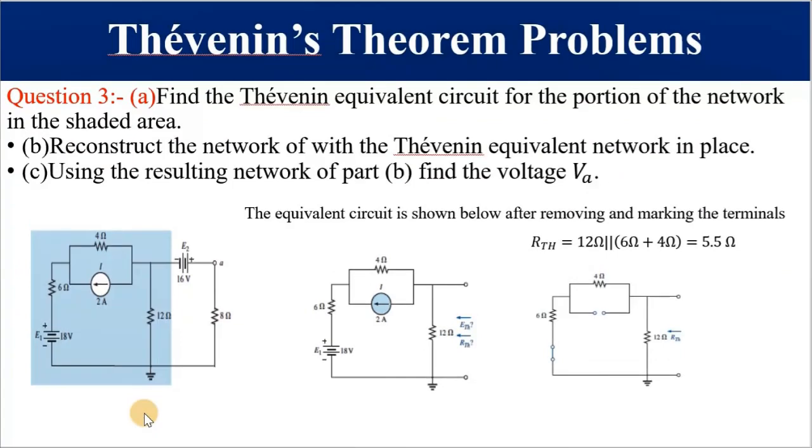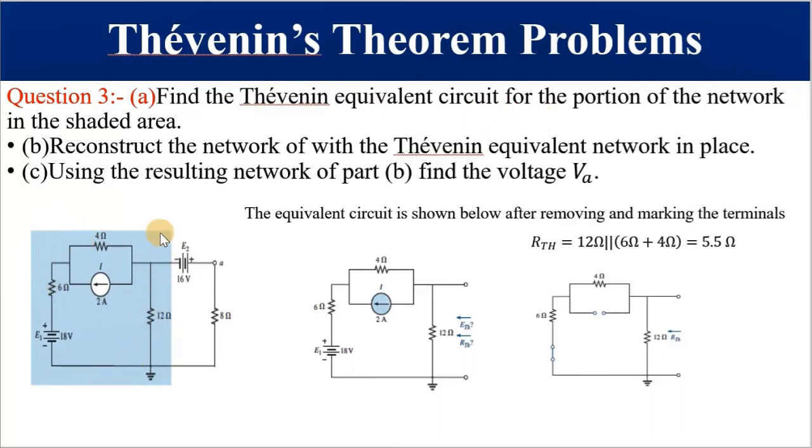Problem number 3, at this time we've got 3 sources. You must be able to find the Thevenin equivalent circuit of a complex network. A circuit with 3 sources is a bit complex, but you'll be able to do that. Let us go through this example. We'll start with the first part. Find the Thevenin equivalent circuit for the portion of the network in the shaded area.